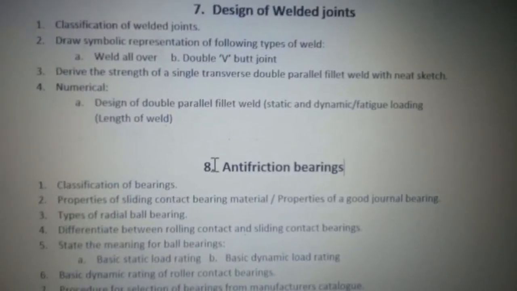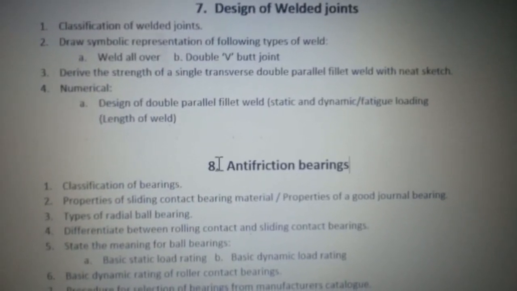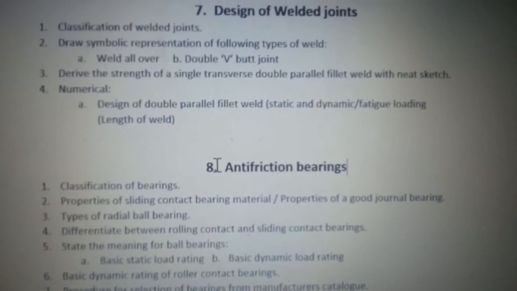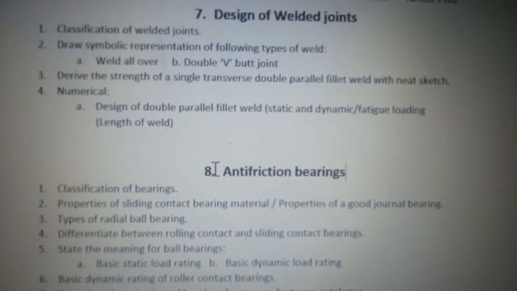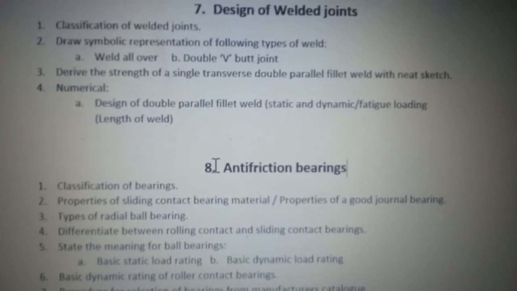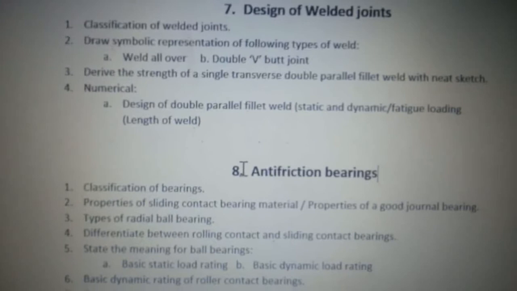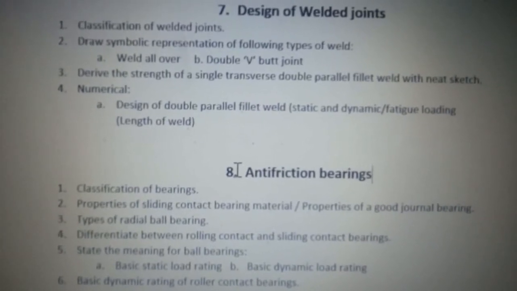Let us do chapter number 7. As I mentioned, in some textbooks, chapter number 6 and 7 have been combined. So here I have separated them. So chapter number 7, design of welded joints. So classification of welded joint.